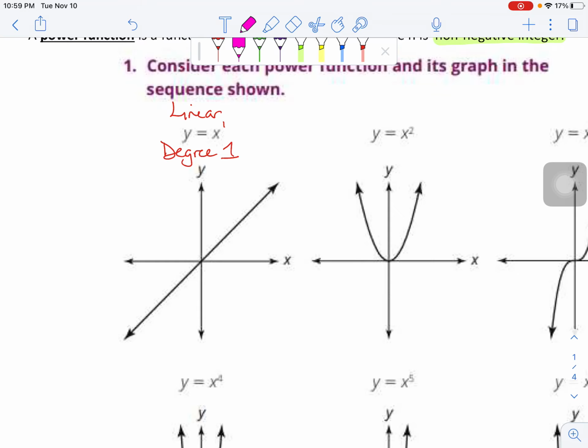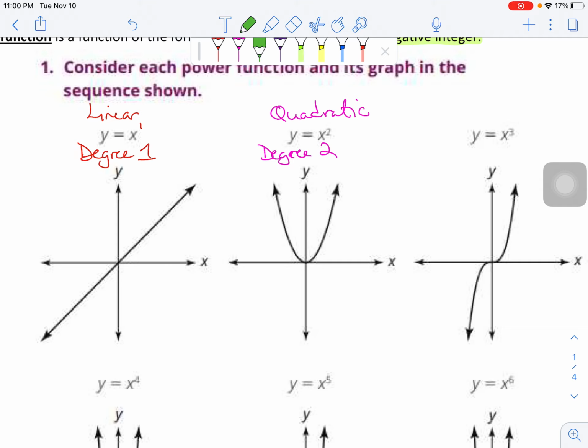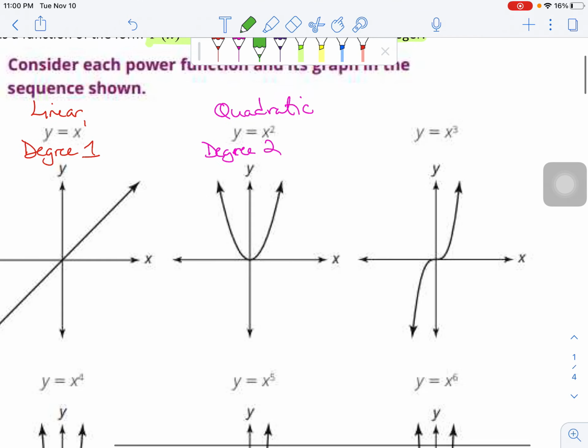Now, we have spent a lot of time on the next one. So y equals x squared. This is your quadratic function. It is degree 2 because it says x squared, all right? And so we worked with these. We've seen where they can be concave up, concave down. We'll talk about a little bit of that later on, but this is your general quadratic shape, all right?